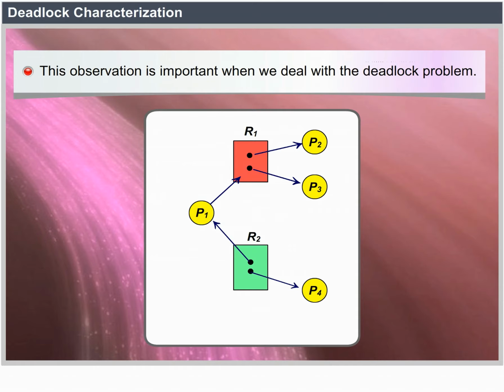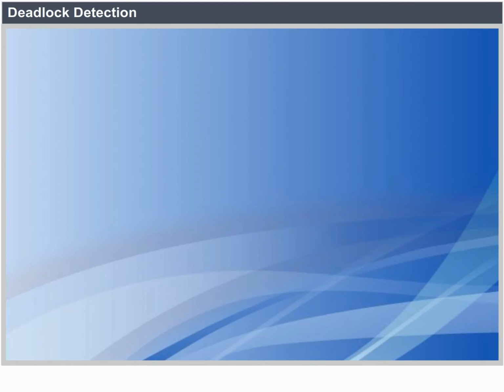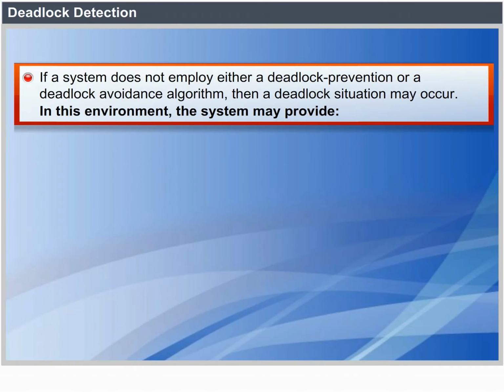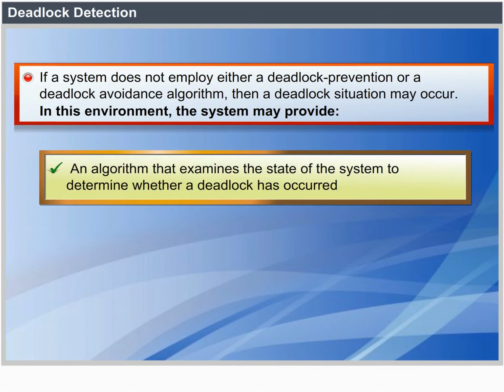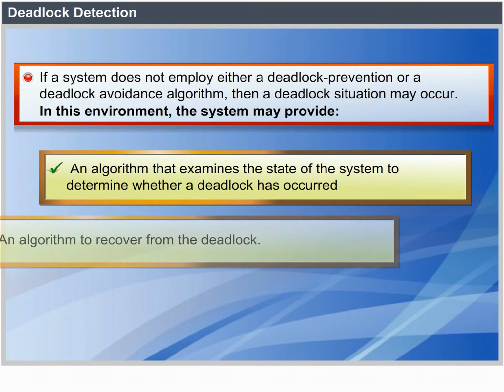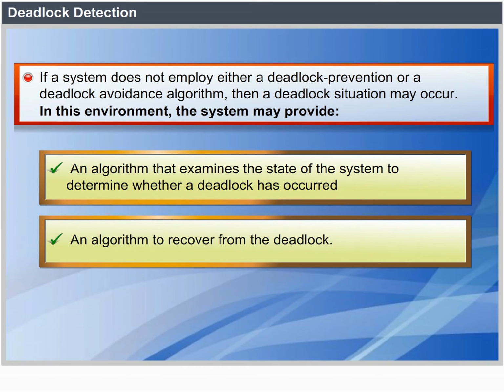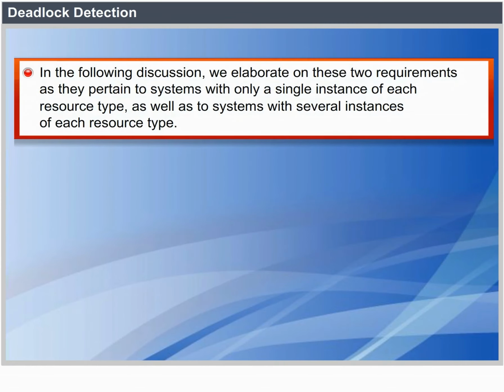Deadlock detection. If a system does not employ either a deadlock prevention or a deadlock avoidance algorithm, then a deadlock situation may occur. In this environment, the system may provide an algorithm that examines the state of the system to determine whether a deadlock has occurred, and an algorithm to recover from the deadlock. In the following discussion, we elaborate on these two requirements as they pertain to systems with only a single instance of each resource type, as well as to systems with several instances of each resource type.